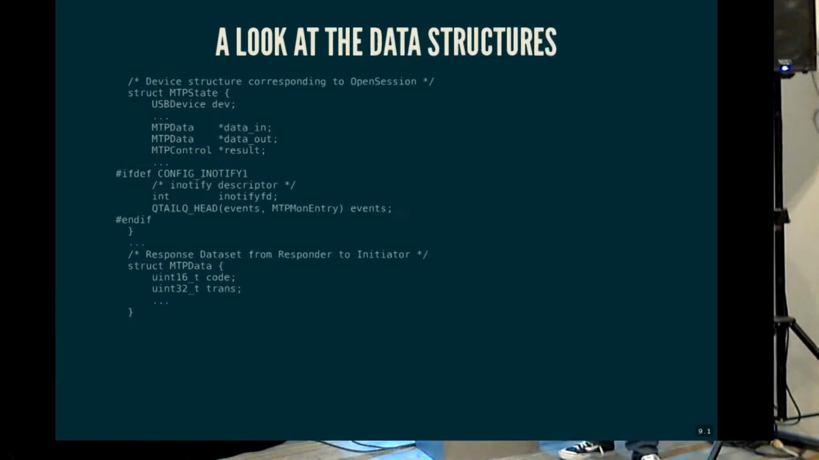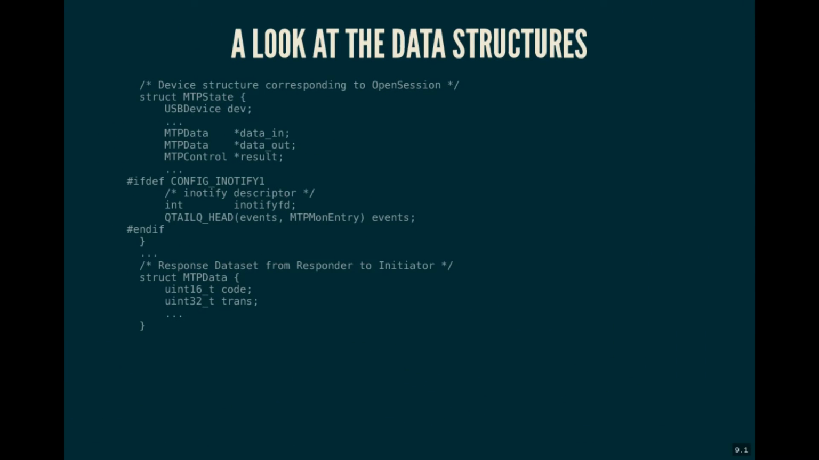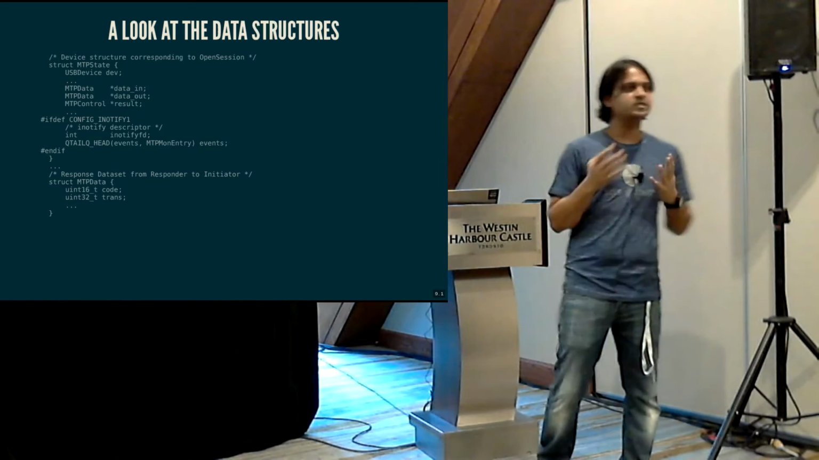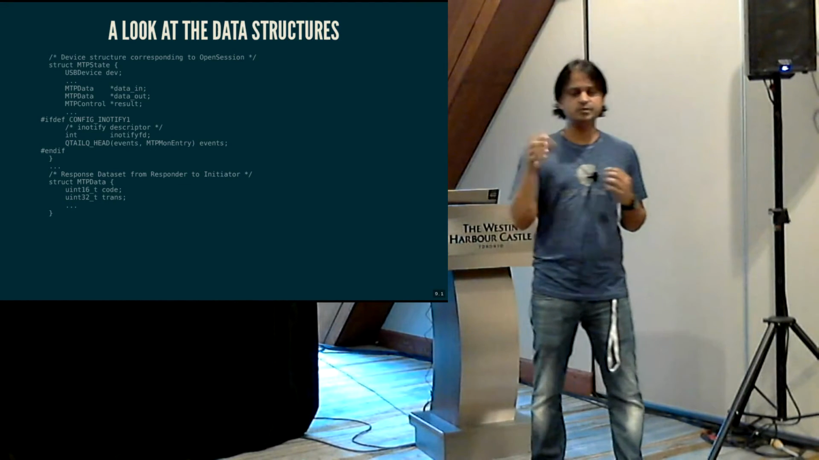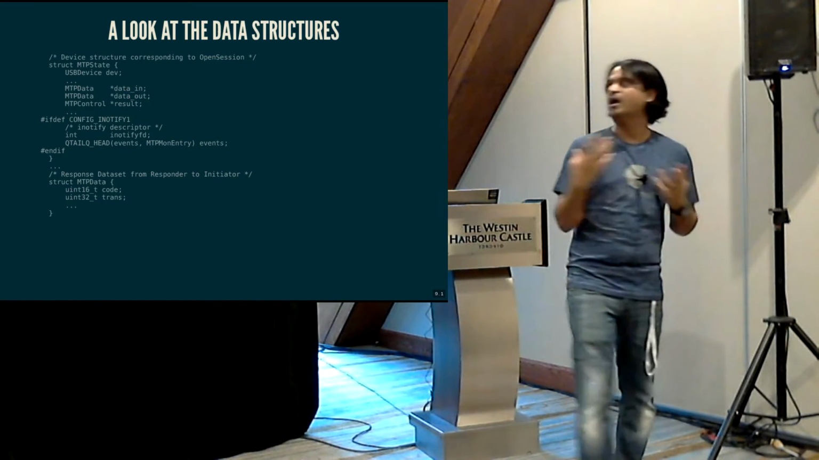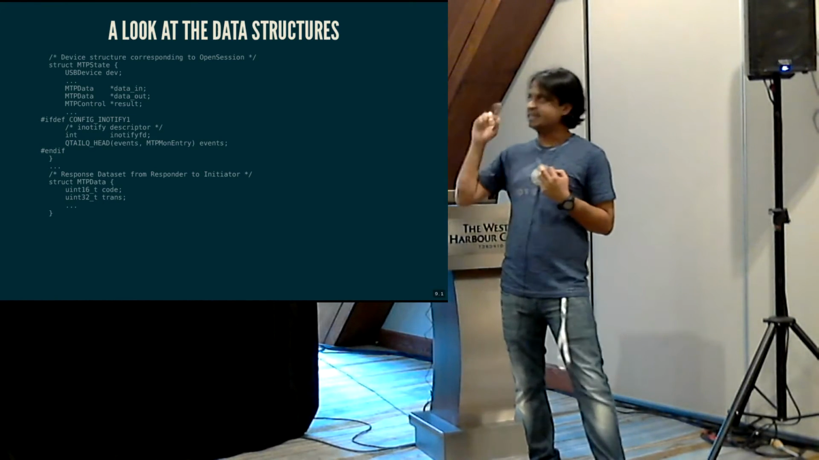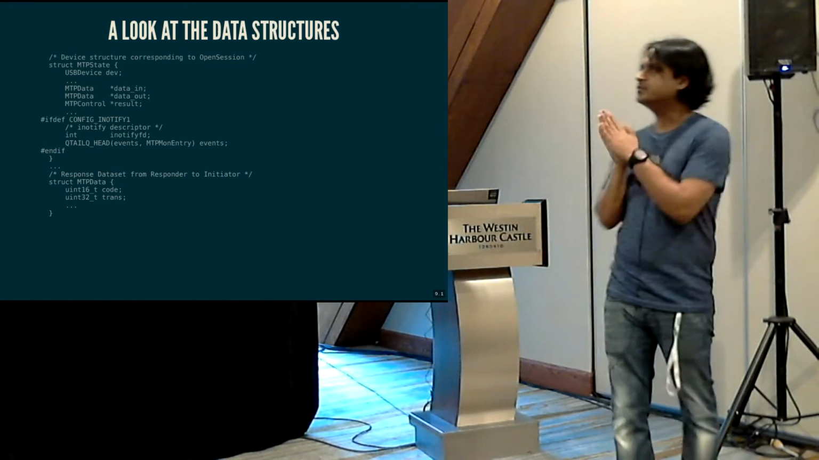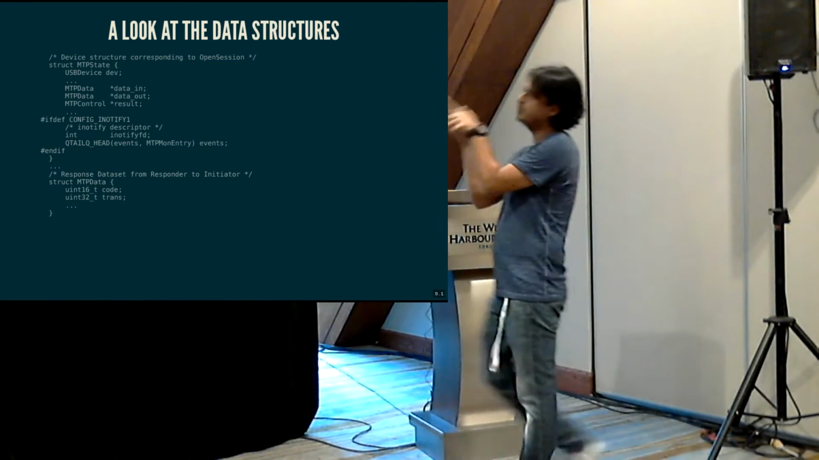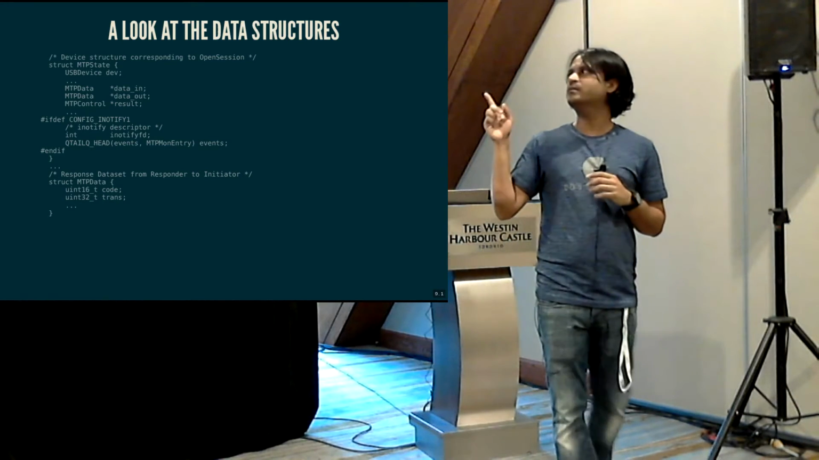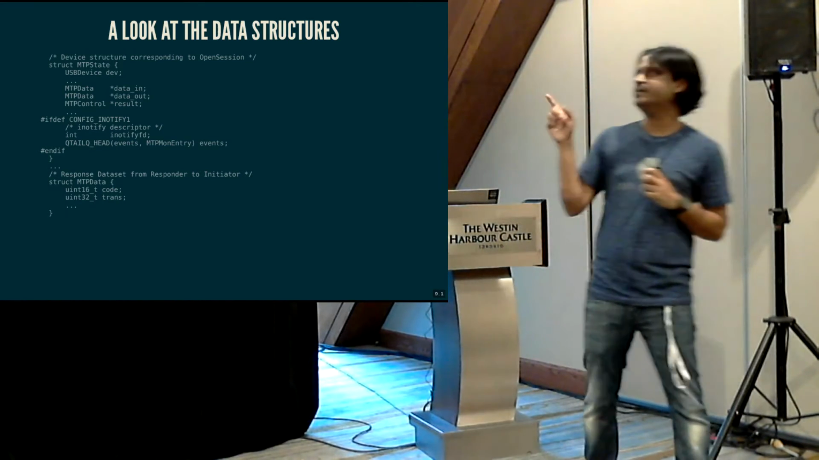So with that, this is a quick look at the data structures we have. First of all, any type of transaction that we have in MTP is associated with a session. So the moment you open an MTP share, a session is created, and that is associated with the MTP struct. Now, most of the important fields over there are the USB device, and we have MTP data. And there's data in and there's data out.